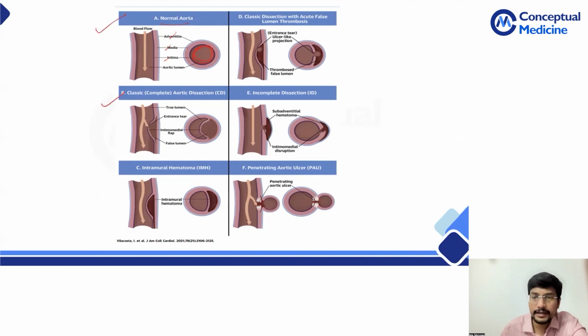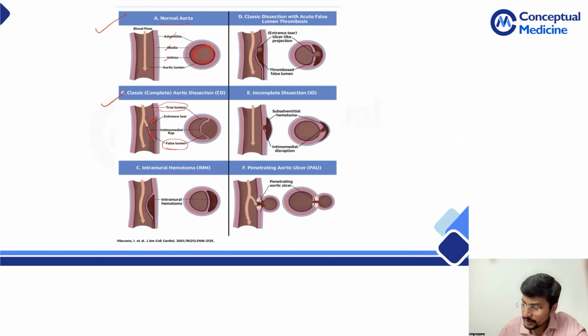What you find here is the intimal tear. There is an intimal flap here. The intima is disrupted, and then blood flows into it, creating a false lumen, and then there is a true lumen. Sometimes the false lumen is so big that the true lumen gets squashed up. So this is classic aortic dissection.